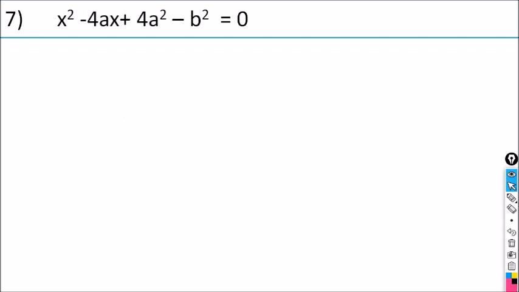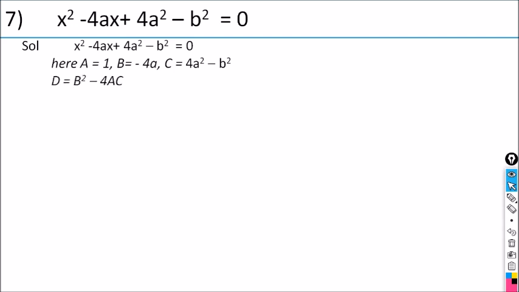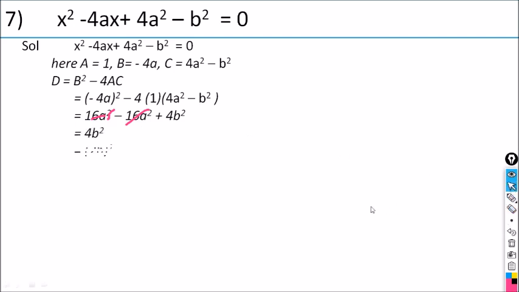Let us discuss another problem. x square minus 4ax plus 4a square minus b square. In this case, I am going to consider A, B, C as capital letters because small a and b have already been used in the question. So A is 1, B is minus 4a and C is 4a square minus b square. Finding the value of D, which is 16a square minus 4 times (4a square minus b square). By simplifying this, 16a square cancels with 16a square and we get 4b square. And this 4b square can be expressed in square form as (2b) whole square.